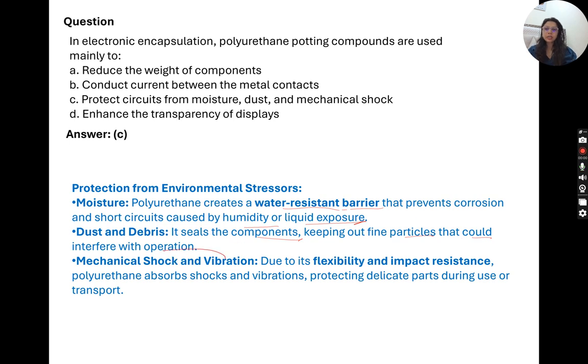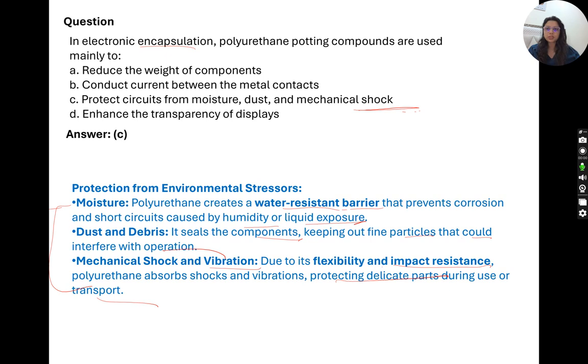So because of polyurethane, moisture can be resisted, dust and debris can be resisted, and lastly the mechanical shock and vibration. Due to flexibility and impact resistance, polyurethane absorbs shock and vibration, protecting delicate parts during transport. So this is the question from the last slide. Because of these properties, these can be used mainly in electronic encapsulation. So yeah, C is the correct answer.